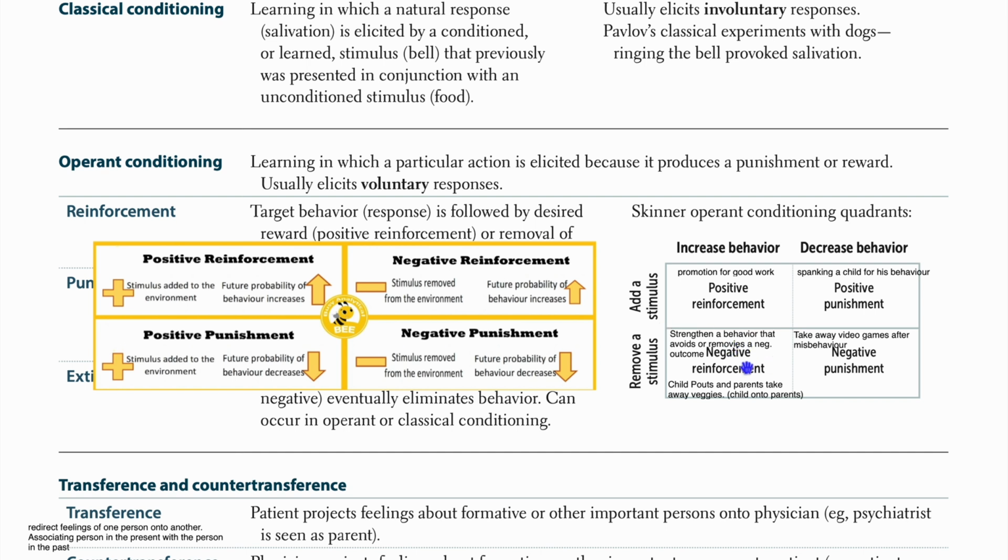So this is called negative reinforcement. Negative means the stimulus is removed from the environment. Reinforcement means the future probability of the behavior will increase. Okay. So that's like strengthening a behavior that avoids or removes a negative outcome. So the child pouts and the parent takes away the veggies, right? So the child is doing negative reinforcement on the parents, like that.